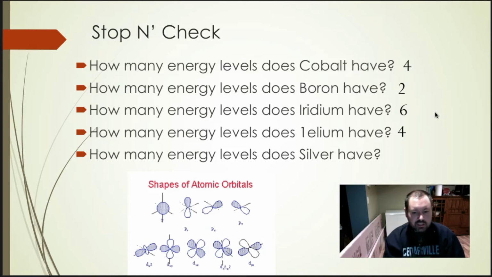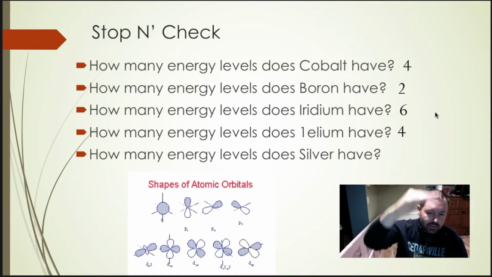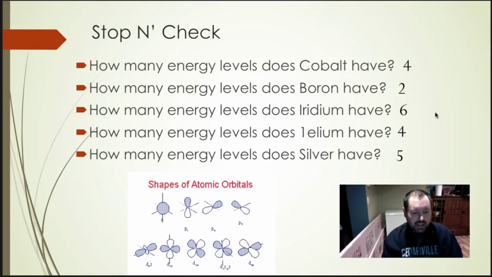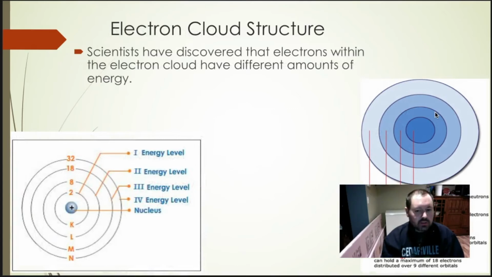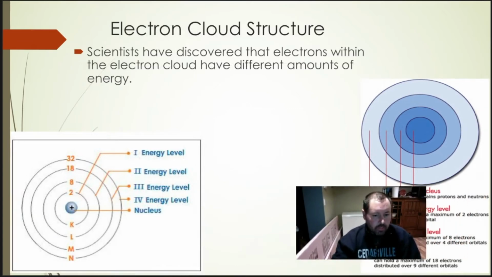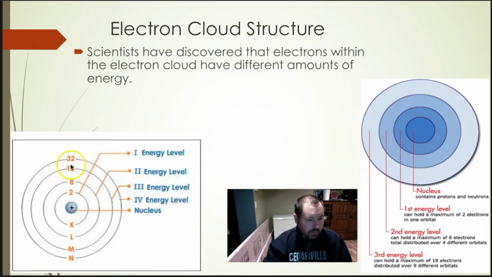How many energy levels does silver have? Silver, remember, it's a transition element. It's in the middle. Its symbol is Ag. So how many periods down is it? Is it period 1, period 2, period 3? It should be in period 5. And since it's down in period 5, that means it's got 5 rings of electrons. So here's the electron cloud structure. And the thing is, do you need to memorize all these numbers? You do not. You simply need to know that whatever period it's in on the periodic chart will determine how many rings of electrons there are.